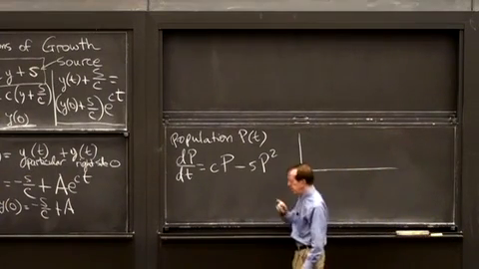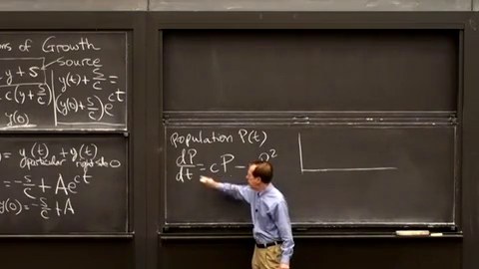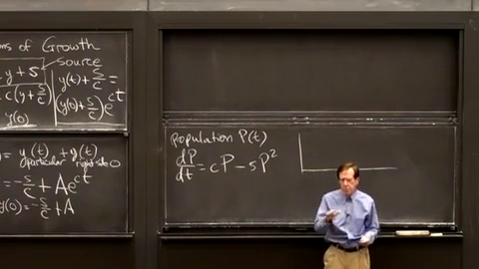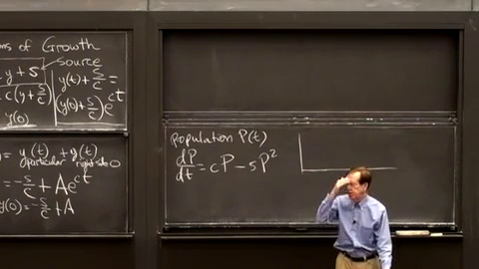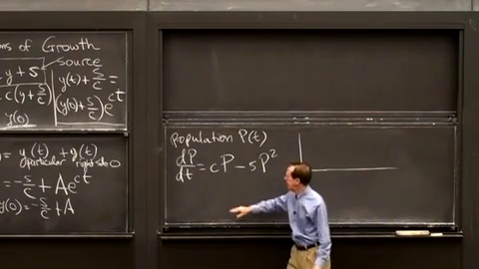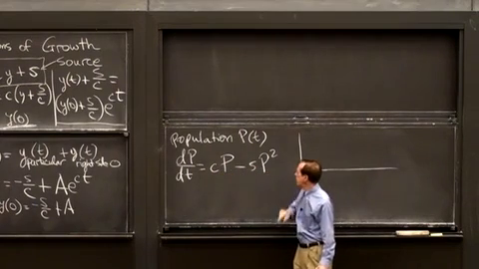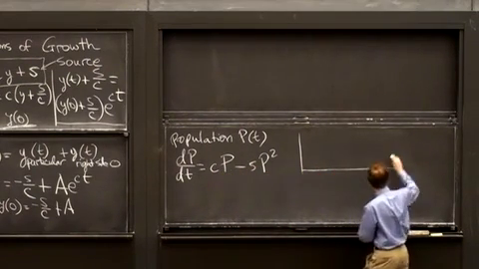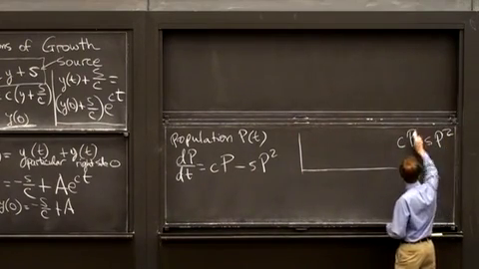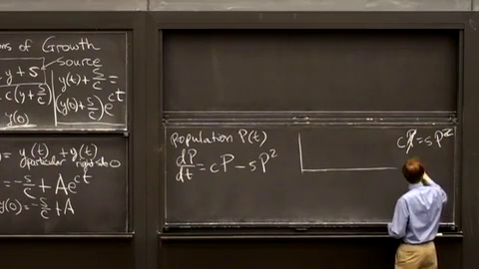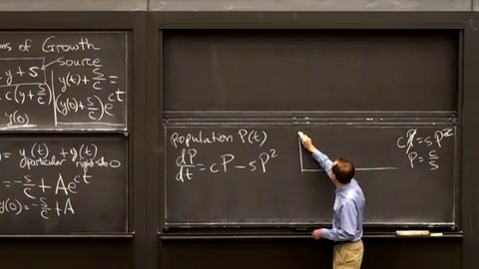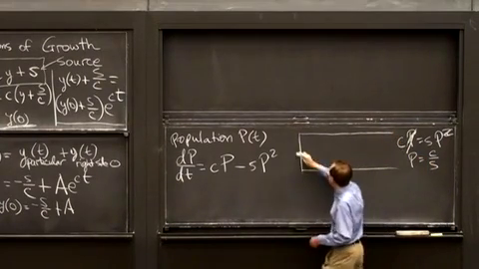There's another important case when the derivative is 0. Suppose the derivative is 0. That means we're going to look for a particular very special solution that doesn't move. So if that derivative is 0, then Cp equals Sp squared. Can I do this in the corner? If Cp equals Sp squared, and if I cancel a p, I get p is equal to C over S. So there's some solution, can I call it that? C over S.